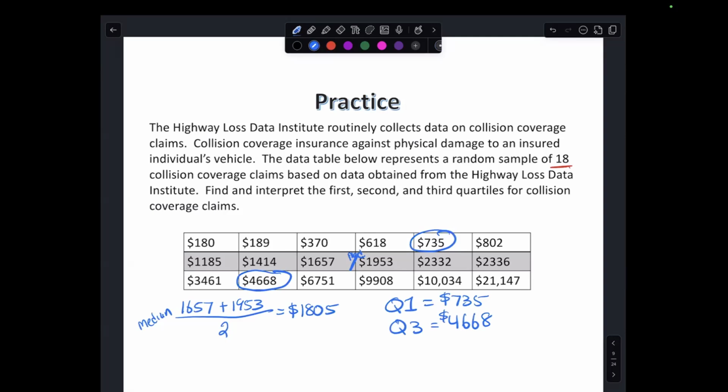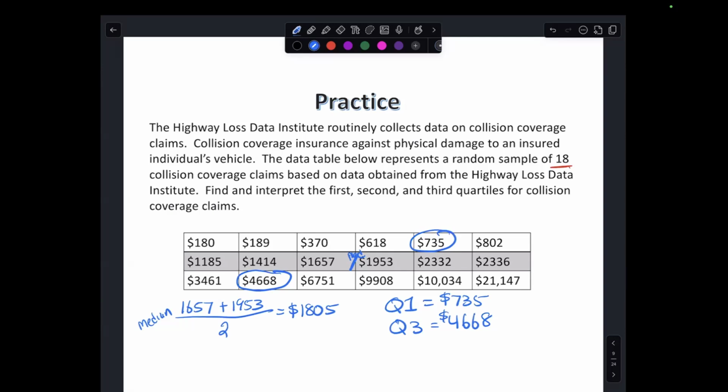How did we do? We are going to keep using this data for the next thing that we're doing. We're going to keep using the highway loss data. Any questions on Q1, Q3, median? Okay.